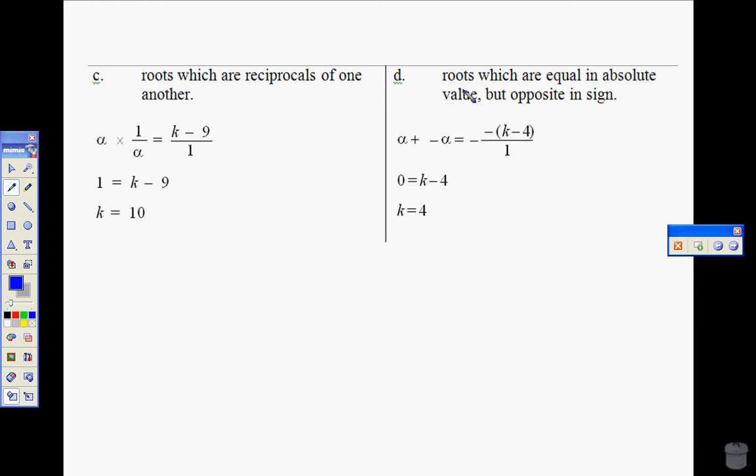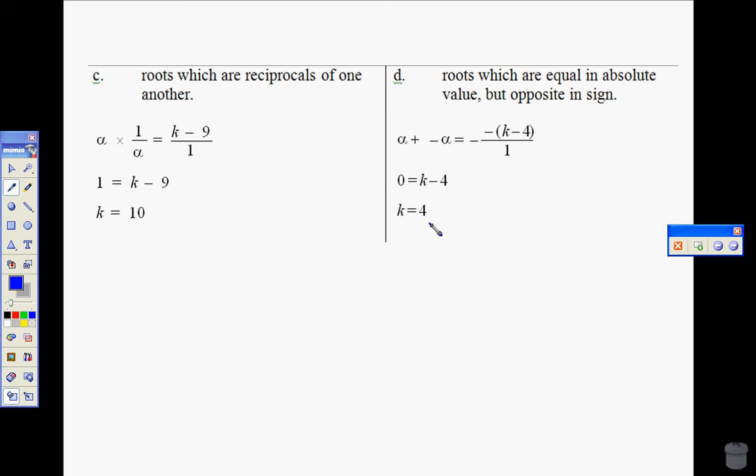In D here, roots are the same in absolute value but opposite in sign, so one root's alpha, the other one would have to be negative alpha, and the sum of the roots is equal to minus b on a. So the sum of the roots is 0 in this case. We simplify the negatives, it just gives us k minus 4, and if k minus 4 is equal to 0, k would have to be equal to 4.